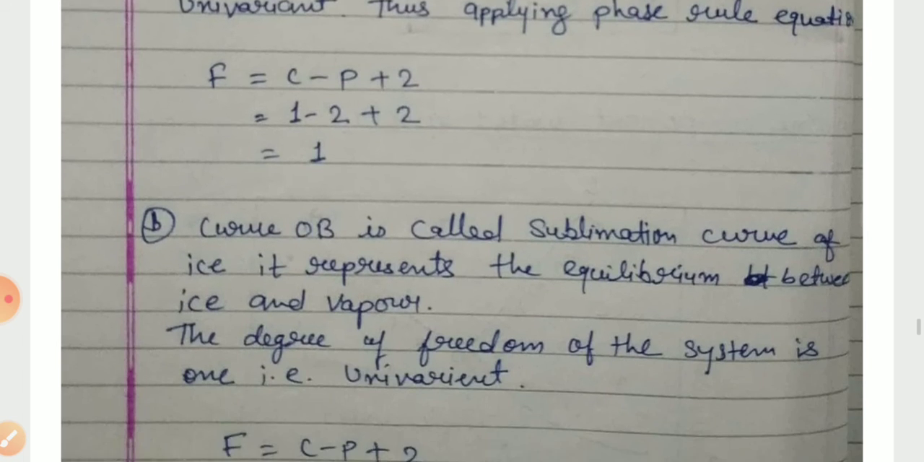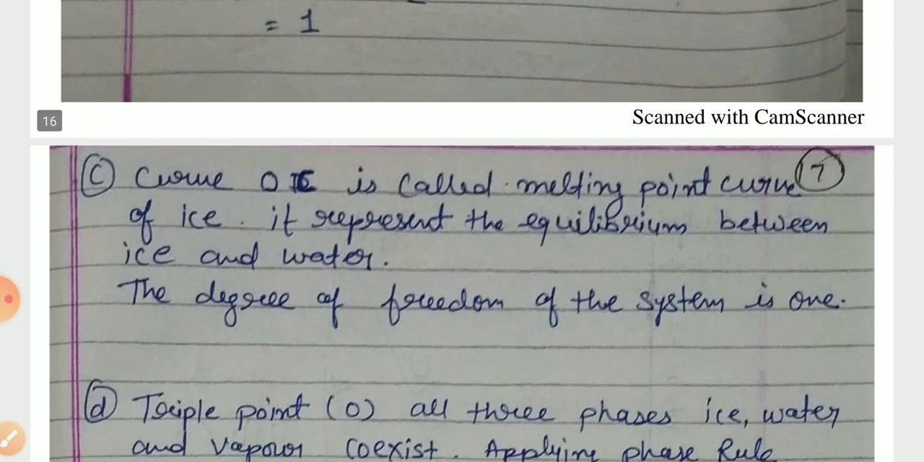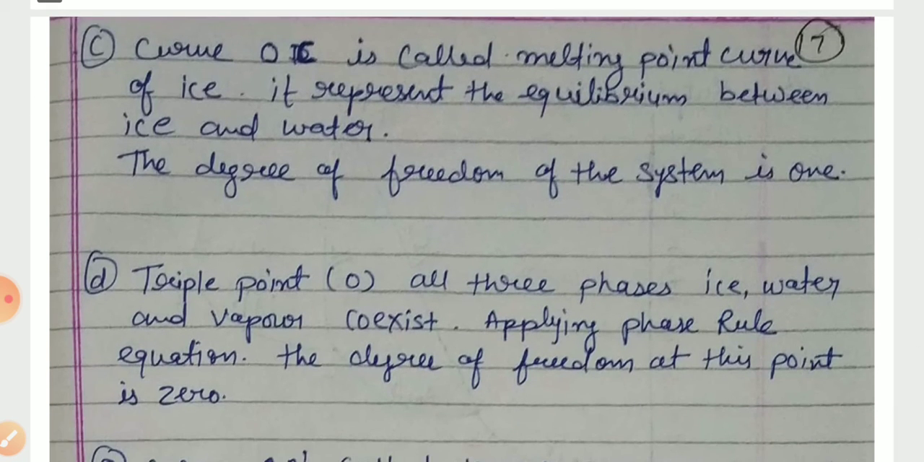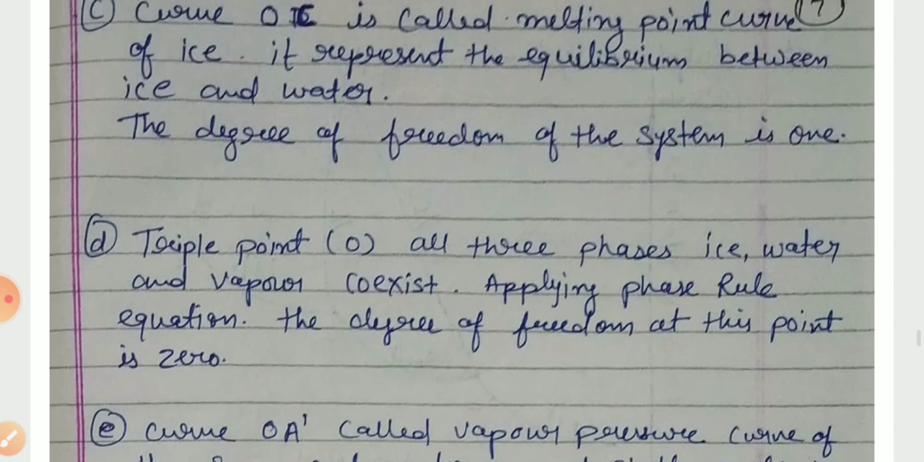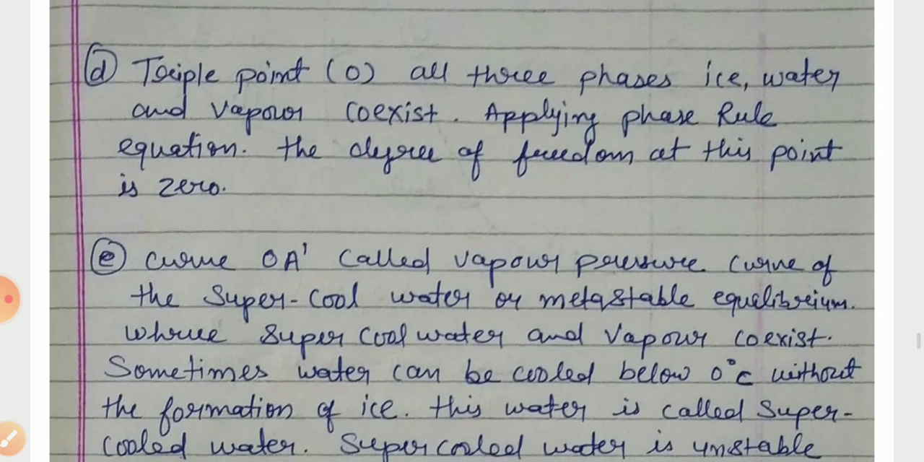For curve OB you will get 1 degree of freedom, and for curve OC you will also get a degree of freedom of 1. Now at the triple point, three phases coexist. The degree of freedom you calculate will be 0. So the system is non-variant, or zero.